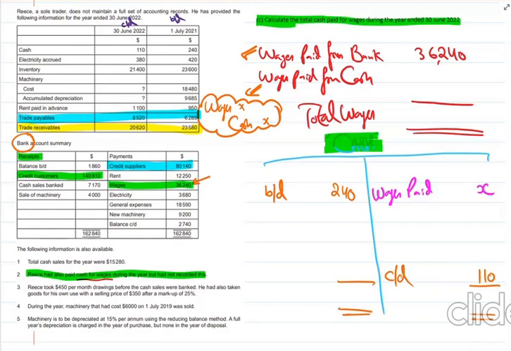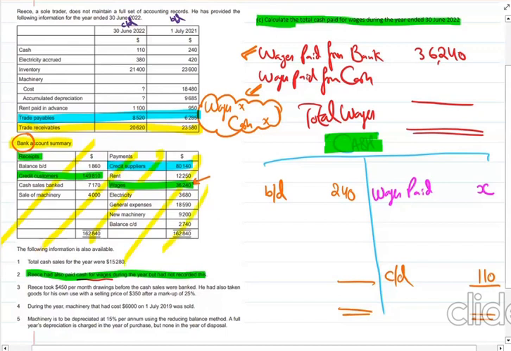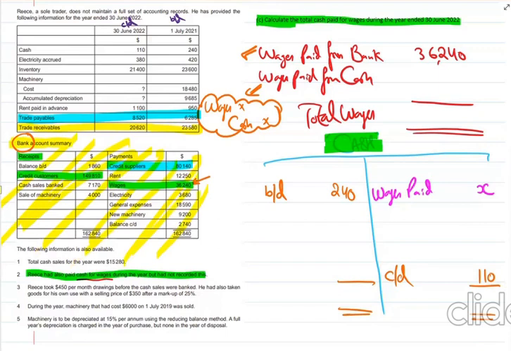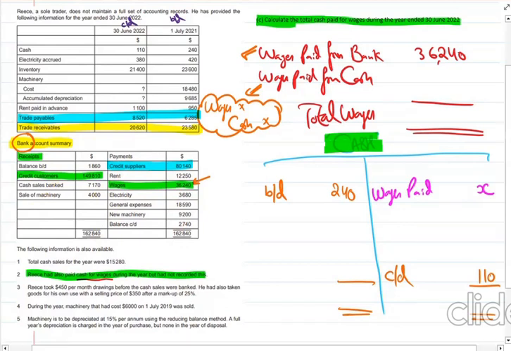Very carefully, in this question, we have to look for all the entries which involve cash only. This box is for the bank summary. We will not consider this box because it includes bank debit or bank credit. I am not talking about bank. I am searching for the cash. So this box is completely irrelevant. We are going to search for all the items which involve only cash, Mustafa.